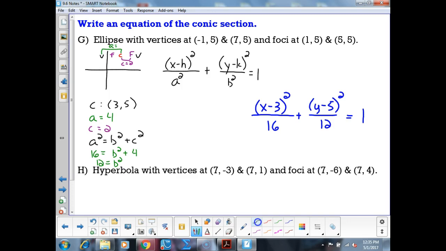a is 4, distance from the center to a vertex. That distance was 4, so a squared then would be 16. Okay, and to find the foci, we use a squared equals b squared plus c squared. And so c is the distance to the foci, that's 2, so that squared is 4. So 16 equals b squared plus 4. Subtract 4 gets me 12 equals b squared. So that's why b squared is 12. Questions on that one?